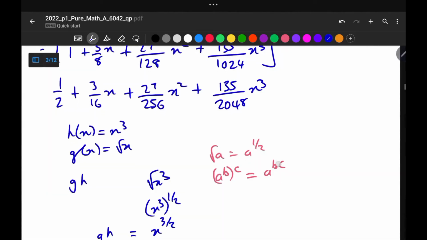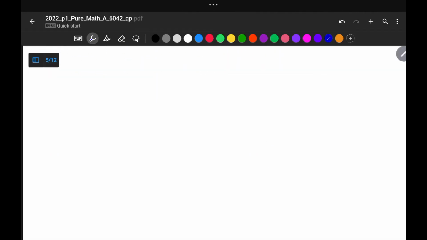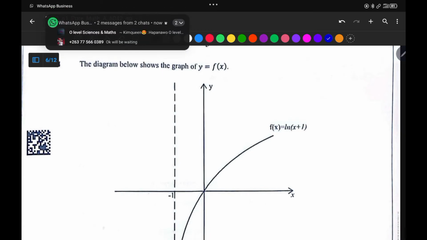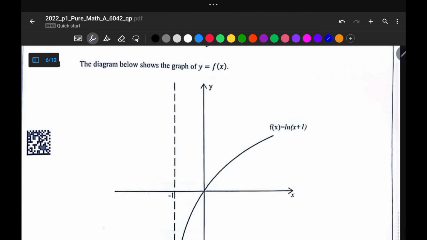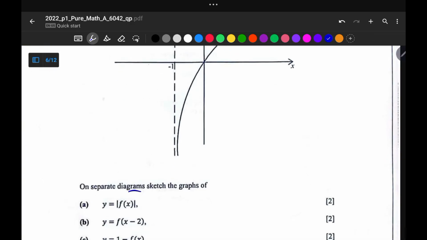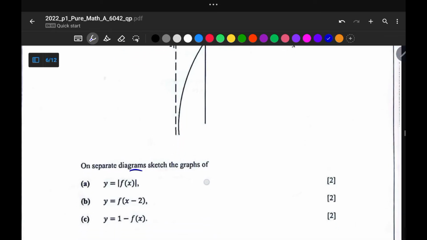So let us move on to question number 4, which says the diagram below shows the graph of y equal to f of x. We have this f of x, which is equal to ln x plus 1. We are required to sketch on separate diagrams the graphs of y equal to modulus of f of x, y equal to f of x minus 2, and y equal to 1 minus f of x.